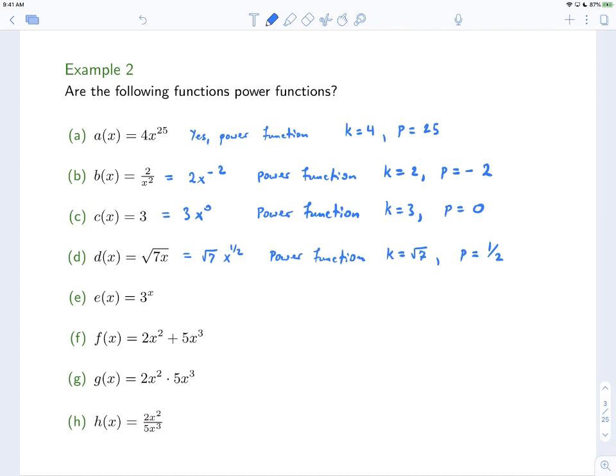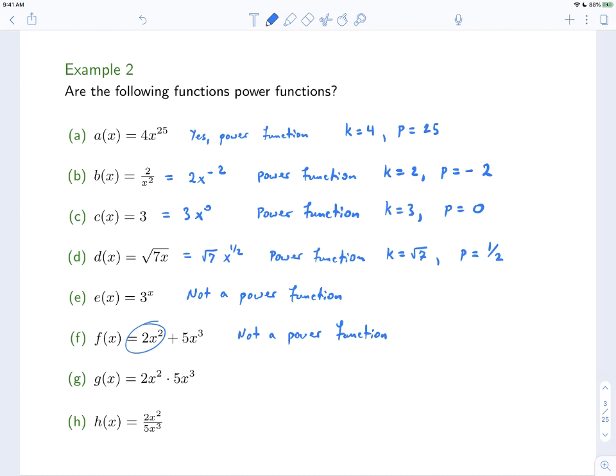What about e? e at x equals 3 to the x. This one is not a power function. In this case, we have a function which is called an exponential function. The next function, f at x, is equal to 2x squared plus 5x cubed. This is also not a power function. On the other hand, it's the sum of two power functions.